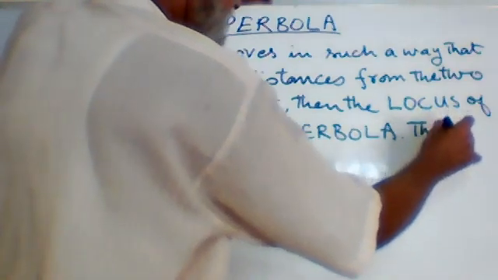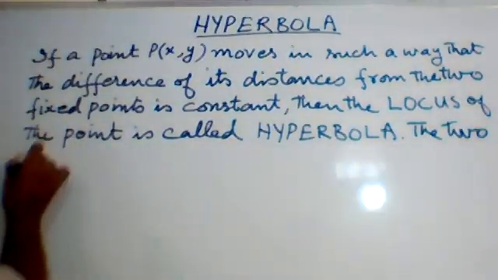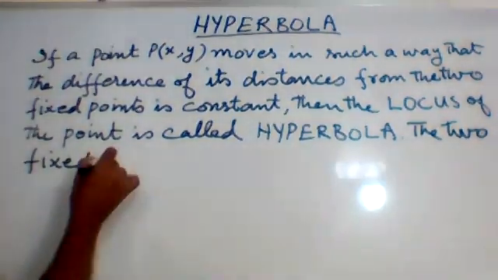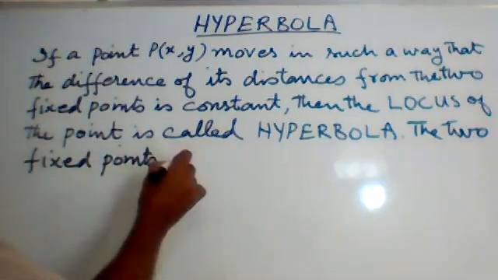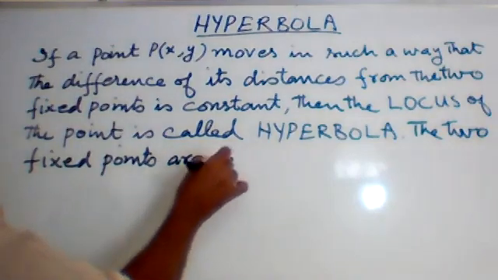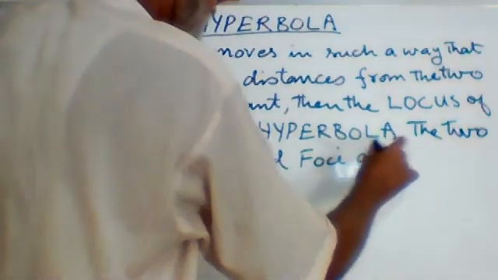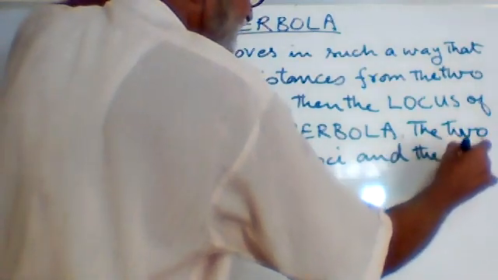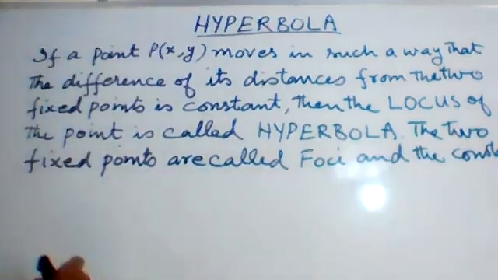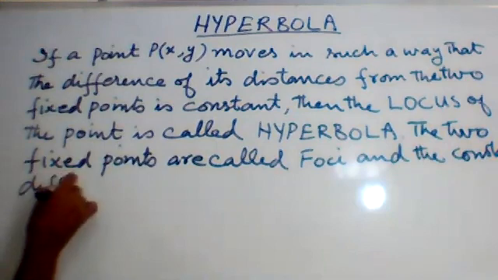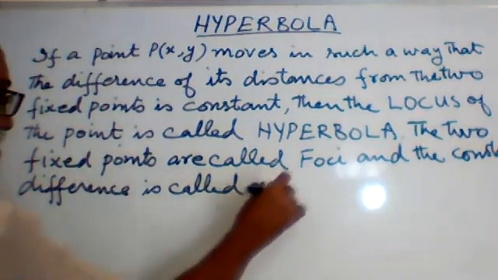The two fixed points are called foci, and the constant difference is called the major axis.